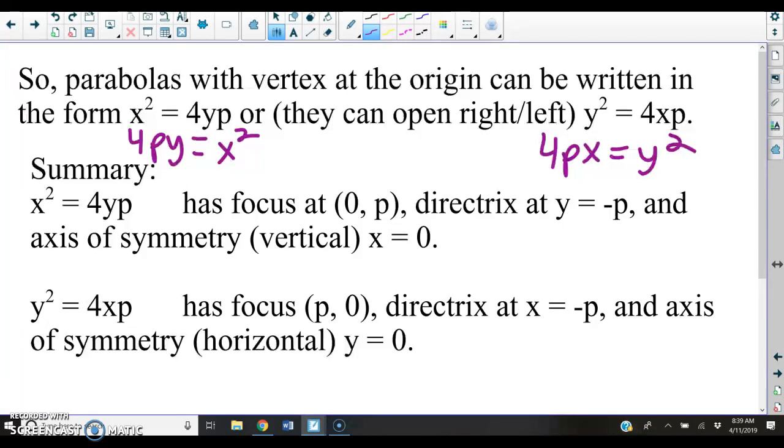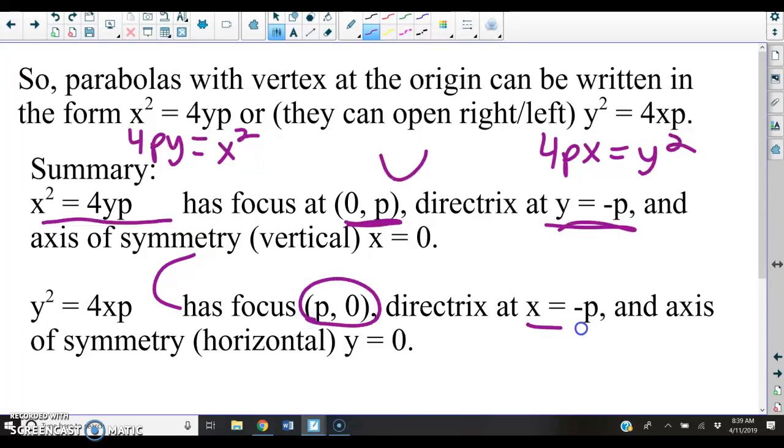So these would have a focus. Since this is x squared, it's going to open this way, so then your y is what changes. And if it's a y squared, then it's going to open this way or to the left, and it has the focus that changes on the x, because the focus and the directrix would be related in the x direction. Okay? So there's a pretty nice summary for it.